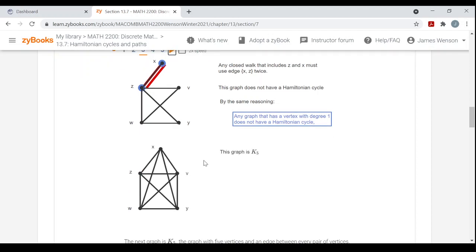All right, this next graph. Remember, K5 is a complete graph with 5 vertices. That means every vertex has degree 4. Every vertex is adjacent to every other vertex. Right, called K5.